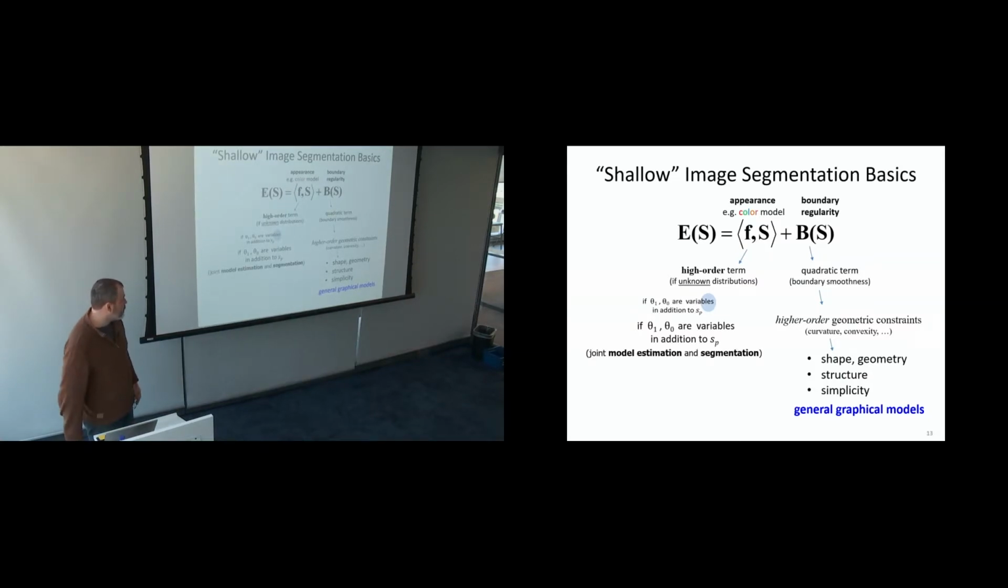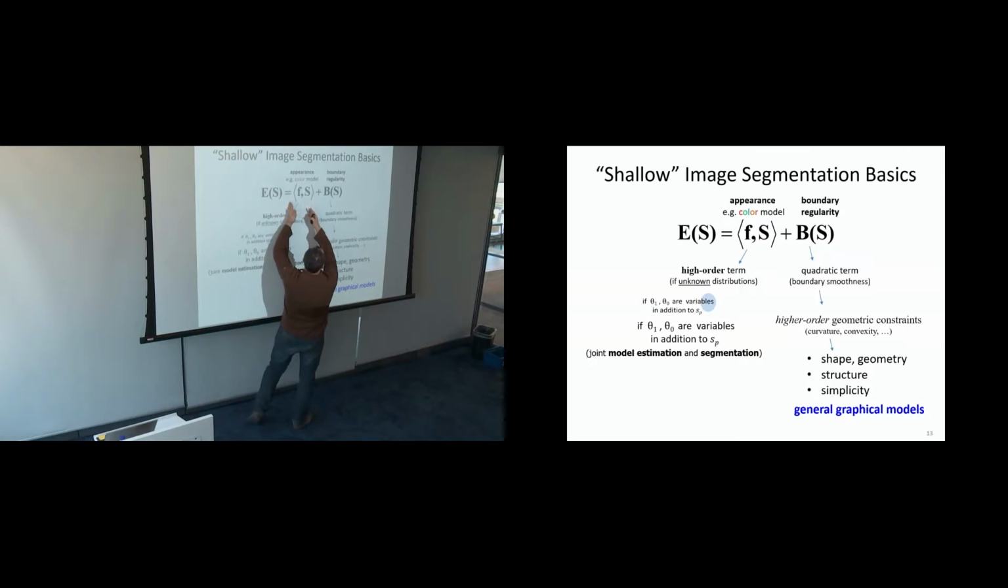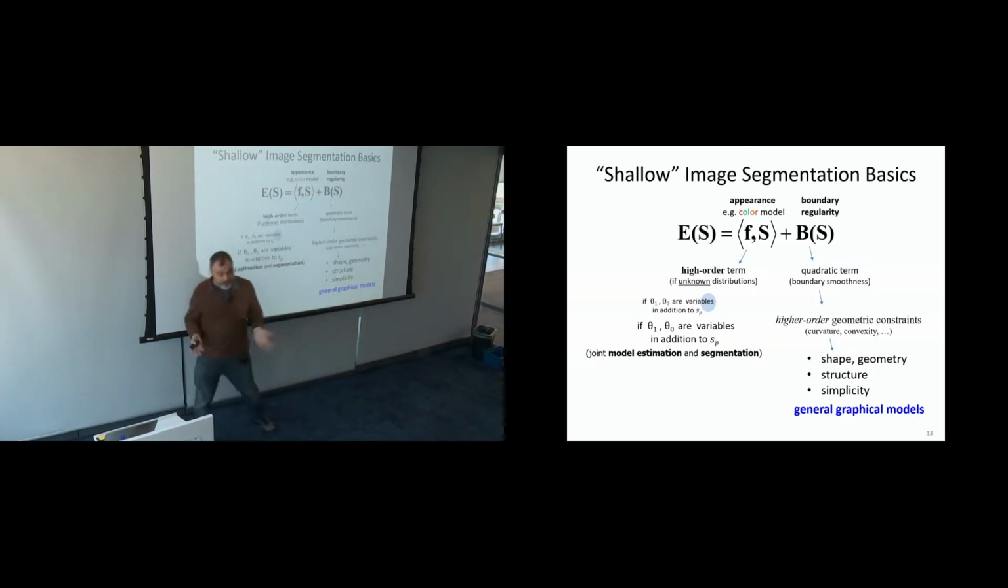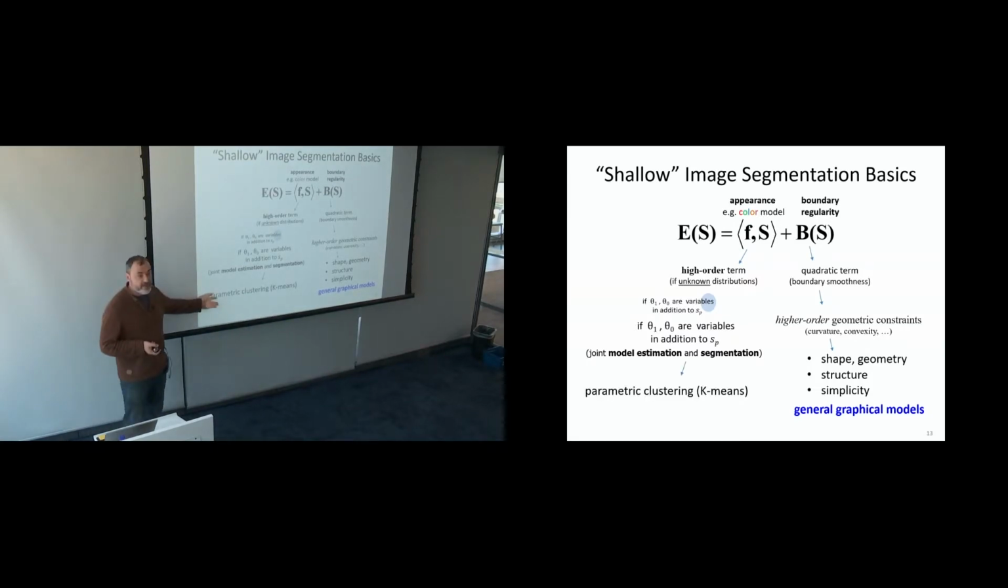That actually turns out to be, in this formulation, joint model estimation and some kind of shape regularization or some other regularization on the right-hand side. In other words, you see an example on the left-hand side of something you can think of as parametric clustering. This is k-means, where you have likelihoods plus some shape properties on the image domain.